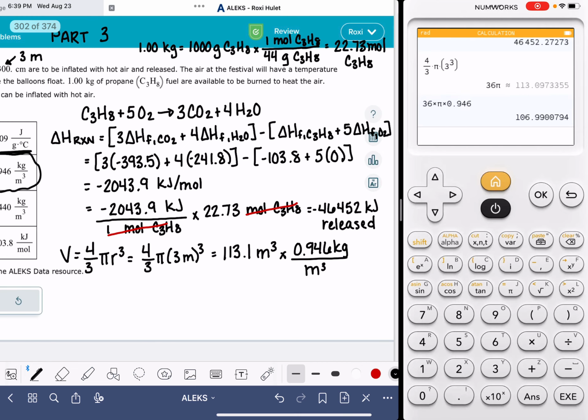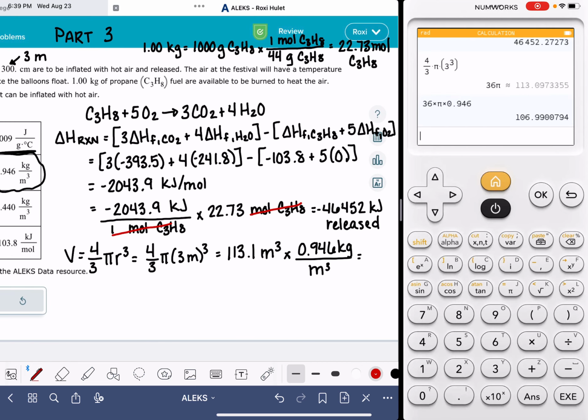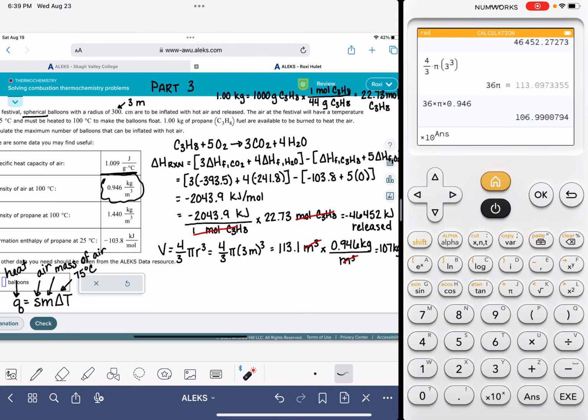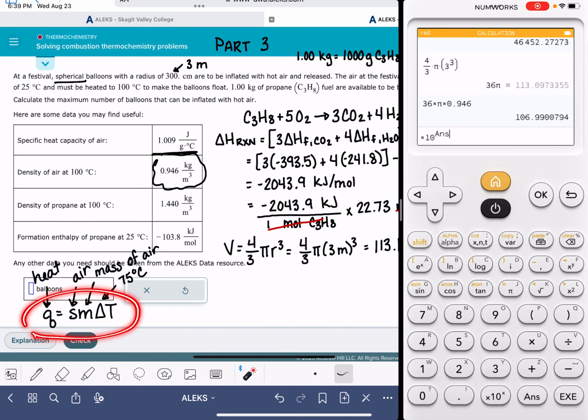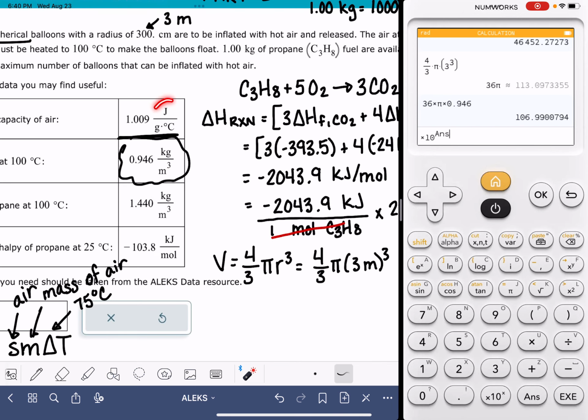946. My cubic meters cancel out, and this gives me a mass of 107 kilograms per balloon. So 107 kilograms of air per balloon. Now in our Q = SmΔT equation, we know the mass of the air, we know the temperature change that is required, and we also know the specific heat capacity of the air because it's given to us in the problem. Now take a look at the units of specific heat capacity.